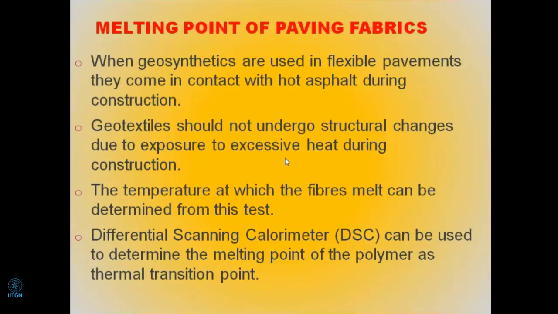By differential scanning calorimeter, we can determine the melting point of the polymer. Polymer is the basic material of which the geotextile is manufactured. The point at which it melts is called the thermal transition point, and we note down that point. It should not be less than the laying temperature of the bitumen, like more than 180 degrees centigrade.